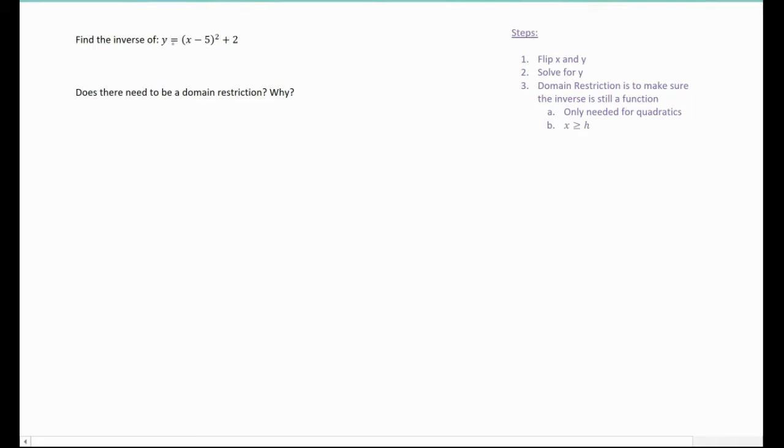Here we're asked to find the inverse of y equals (x minus 5) squared plus 2. So the first thing we're going to do is flip the x and the y, and then we're going to be solving for y. So trying to get y by itself here.